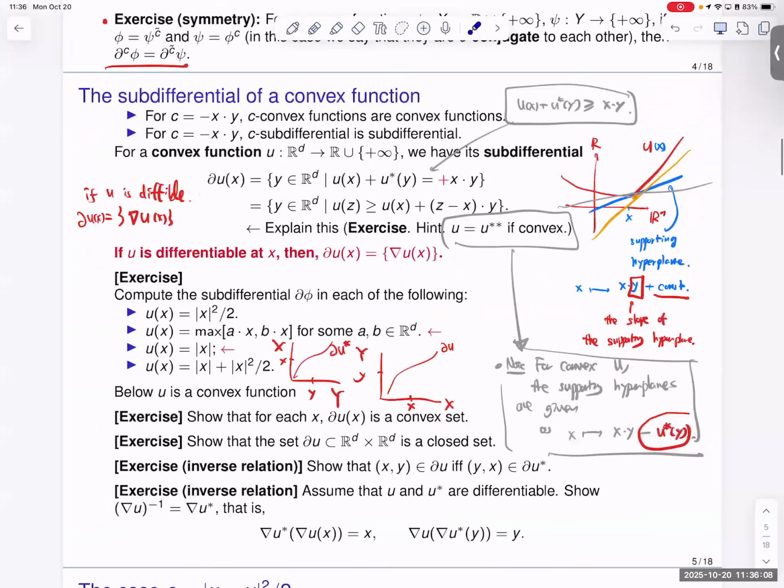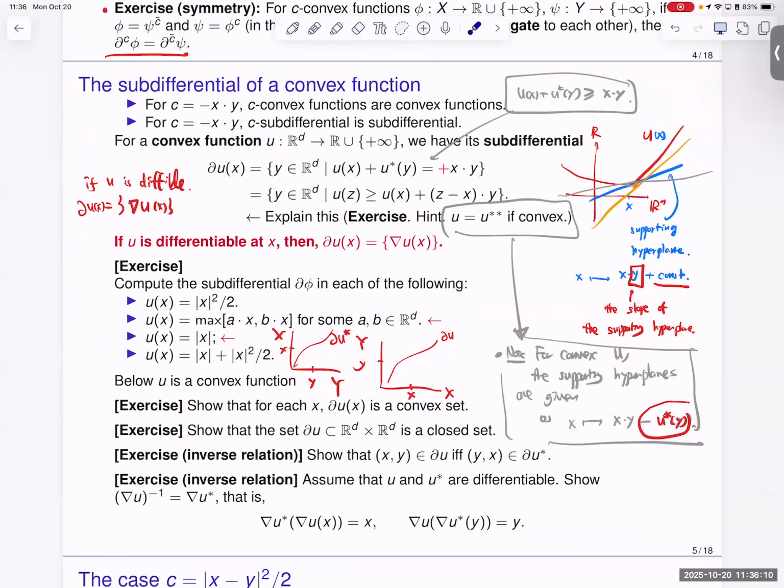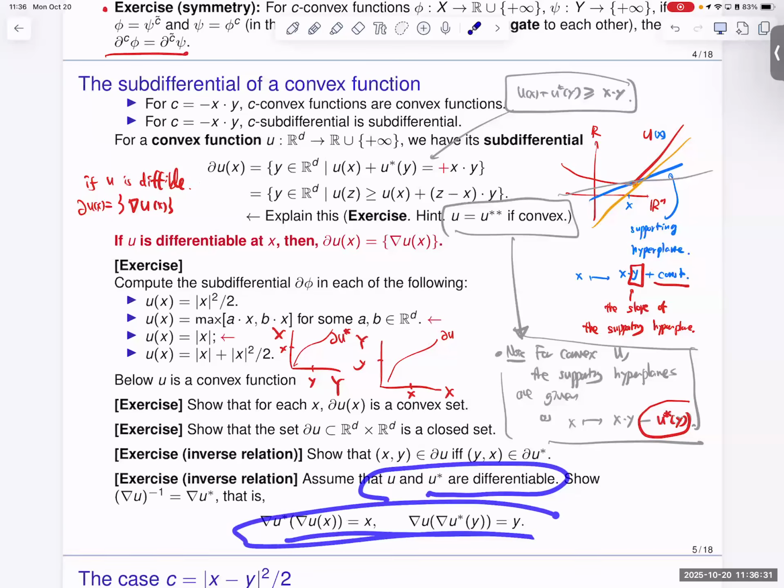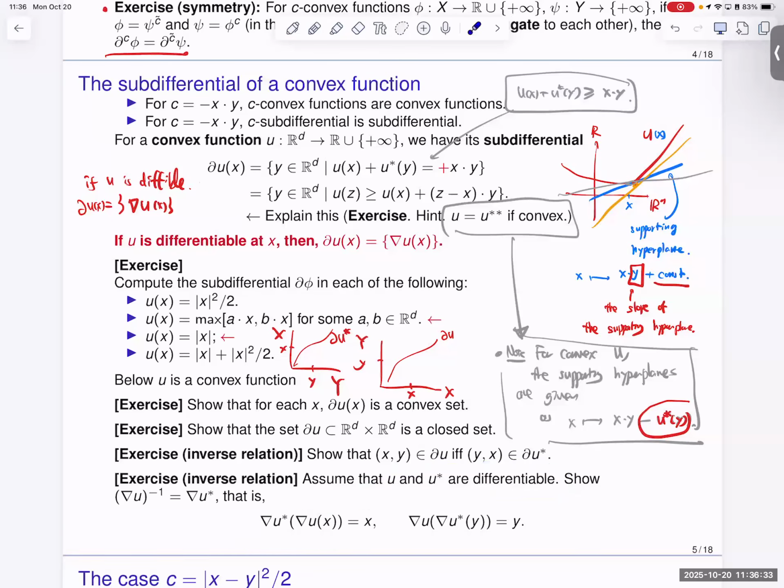Any question about this page? The last one holds almost everywhere, right? It should. When it's differentiable, you just have them everywhere. But when they are only Lipschitz, then these relations hold almost everywhere.